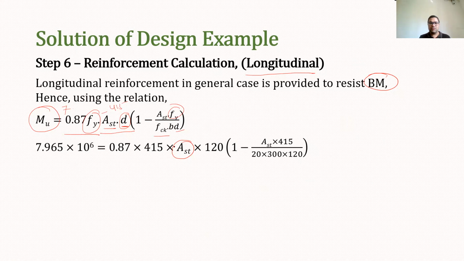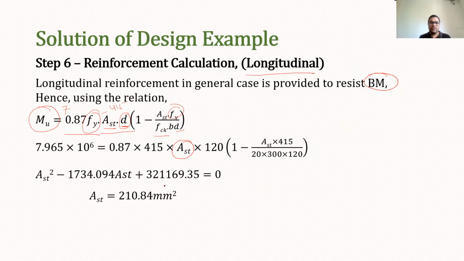So this equation will form a quadratic equation. Now we have to solve the quadratic equation, and with this equation we will have two values of Ast. One will be a very high value and the second one will be a lower value, but both will be positive. So we will generally adopt the lower value, and that lower value is 210.84. So to resist this bending moment, we are required to provide this much area of steel in the lintel beam.